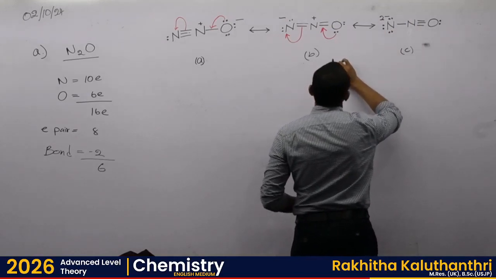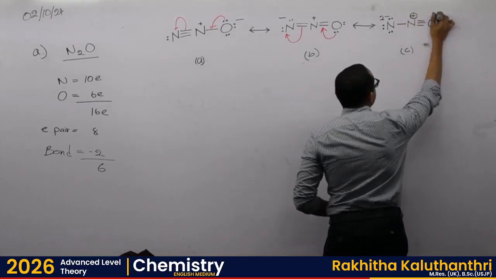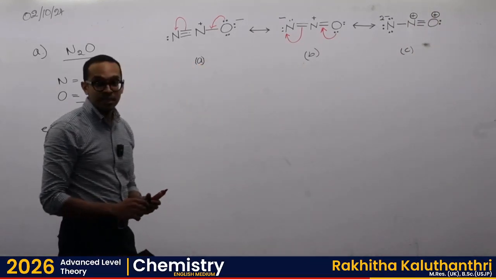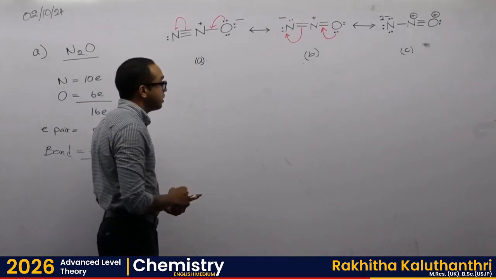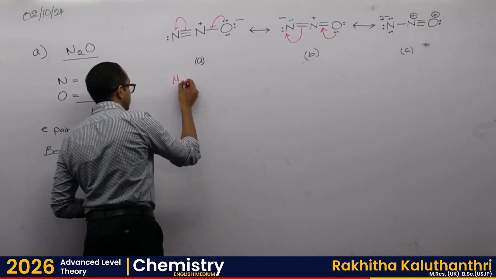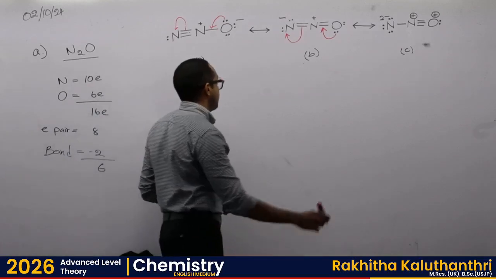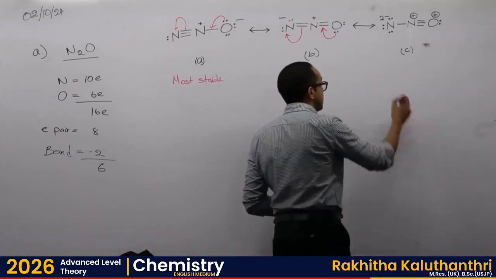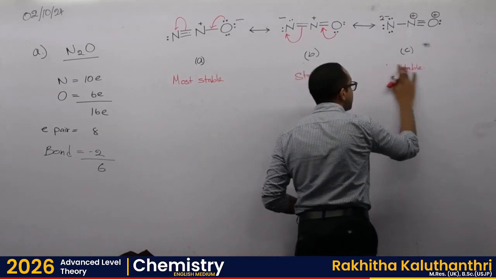Yes, nitrogen would have 2 negative charges. This nitrogen would have a positive charge, and this will also have a positive charge. That oxygen will also have a positive charge. Is it understood? So therefore, students, then we can comment on the stabilities. We can say this is the most stable. Most stable. This is stable. This is unstable, or we can say least stable.